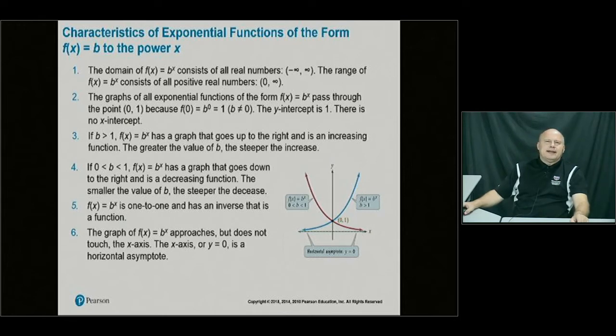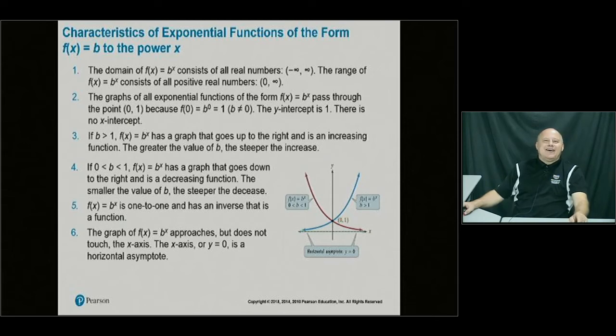The first three can basically be encompassed by the blue graph. Okay, b is greater than 1. Okay, it levels off to the left and it runs off to infinity to the right. And the bigger the number on the b is, like if that graph was 3 to the x, 4 to the x would even be steeper than that one, that blue graph.